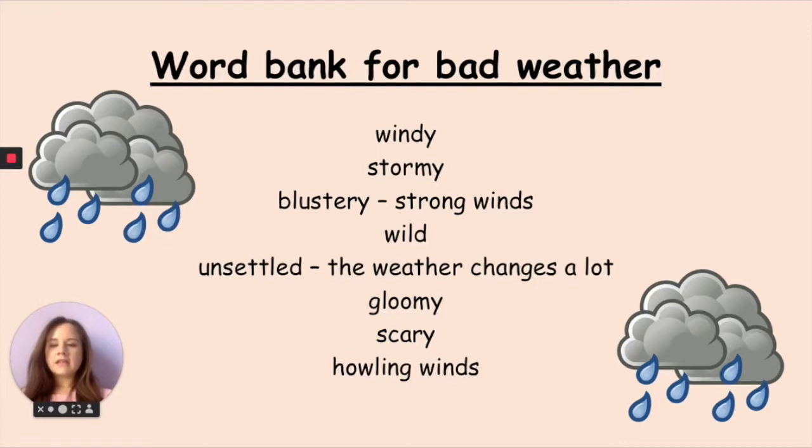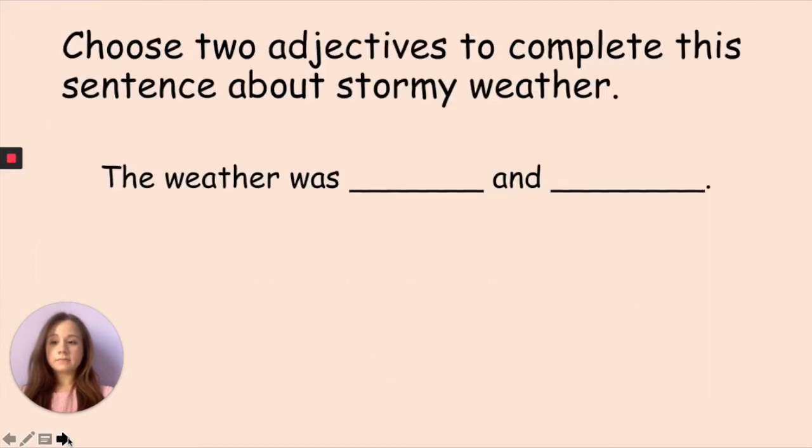So when I was looking at the pictures, these are some words that I thought about and I made a word bank. So you've all been making your own word banks and you can add these words if you don't already have them. Windy, stormy, blustery, so that means that there are strong winds. Wild, unsettled, so that means that the weather changes a lot. It could be rainy and then sunny and then gloomy and then thunder. Gloomy, scary and howling winds.